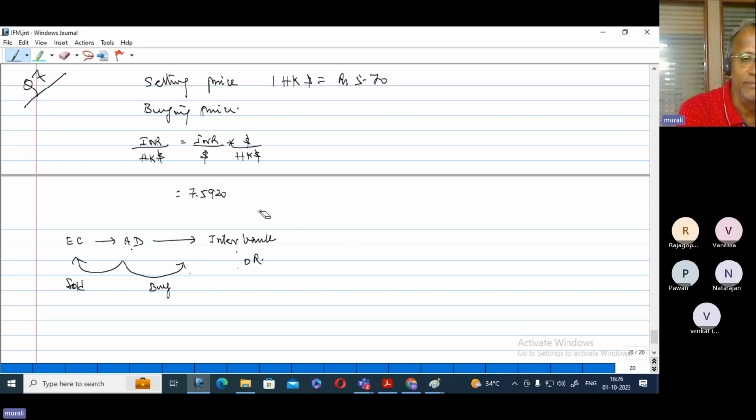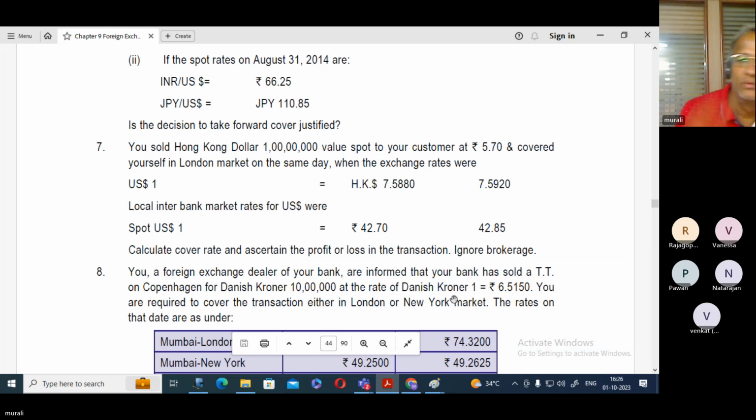Are you understanding? Multiplied by. So what is it that he will be doing? Whether 42.70 is to be taken or 42.85 is to be taken up, I would like you people to conclude.